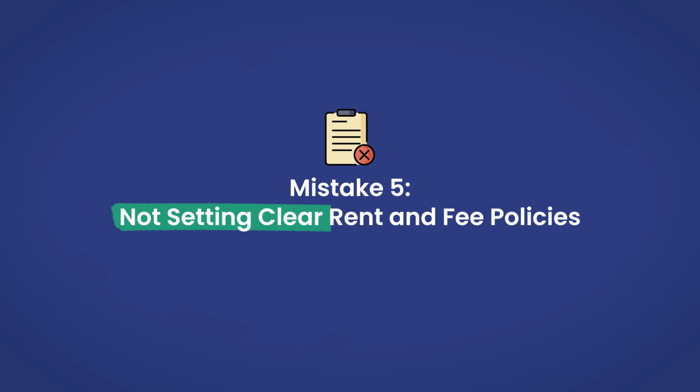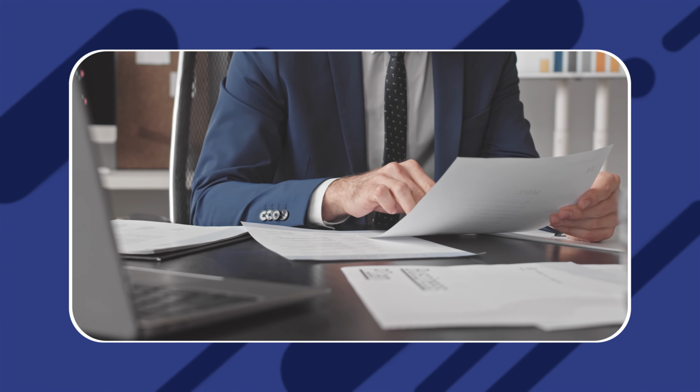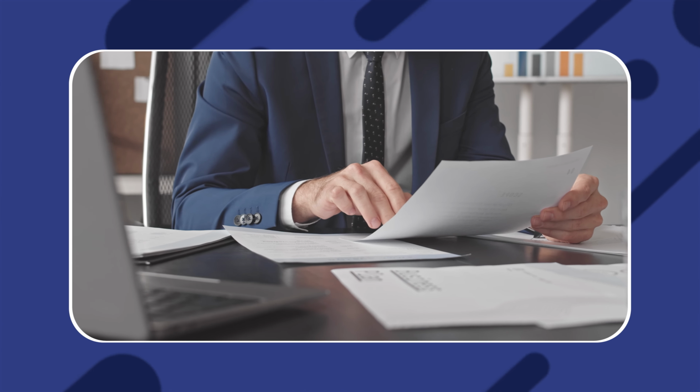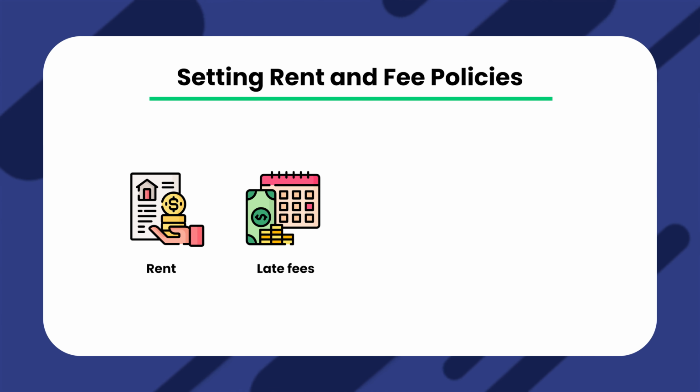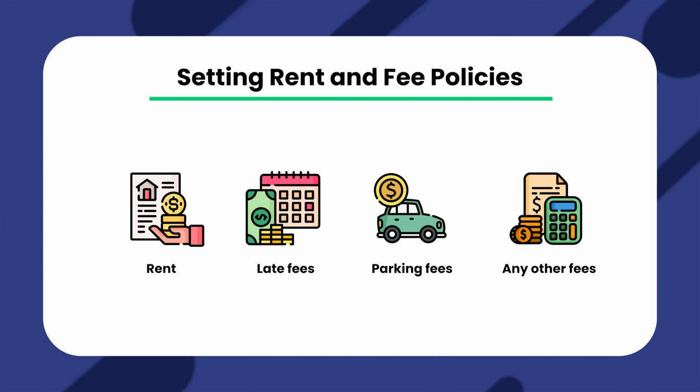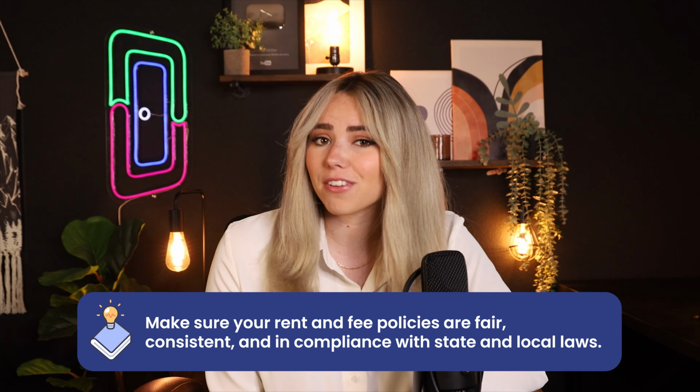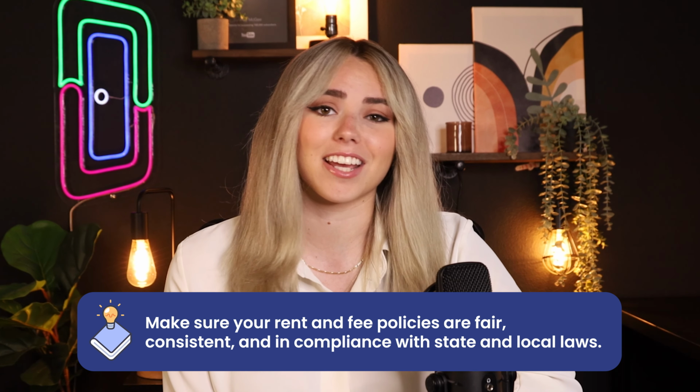Mistake number 5 is not setting clear rent and fee policies. Rent and fee policies should be clearly outlined in the lease agreement and communicated to tenants. Now, this is similar to mistake 3 because it needs to be clear in your lease agreement, but you really want to be clear on rent, late fees, parking fees, or any other fees that you have. Make sure your tenant knows how to pay these fees, when to pay these fees, and what these fees are. And of course, make sure your policies are fair, consistent, and in compliance with any state or local laws.